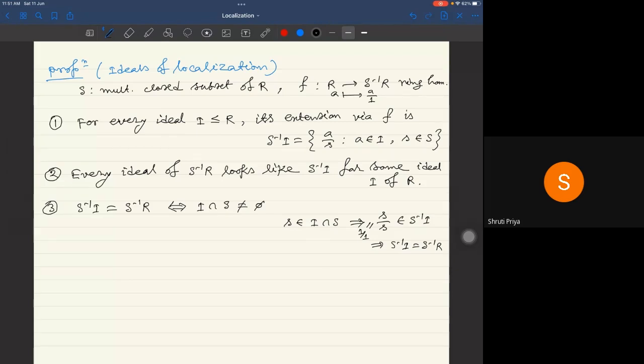In fact, the converse you can also prove: whenever this is an improper ideal, meaning it contains the identity element 1 by 1, then you can verify that this intersection is non-empty in that case. So 1 by 1 you can write as a by s, where a is coming from I and s is coming from S, and then these two are the same equivalence class. Then you use that equivalence relation to prove that I and S have a common element.